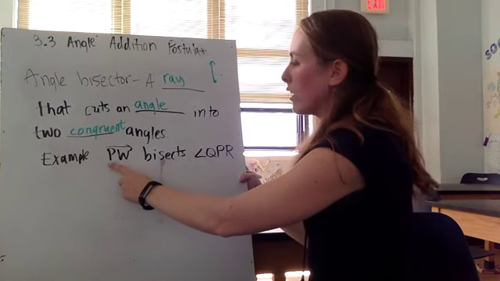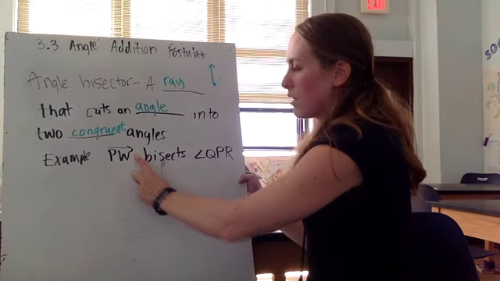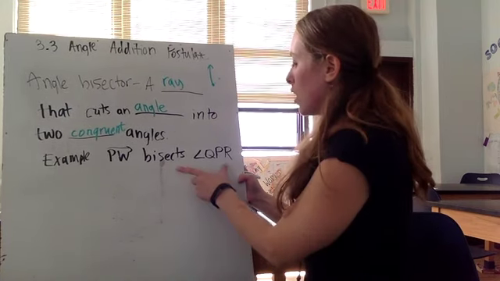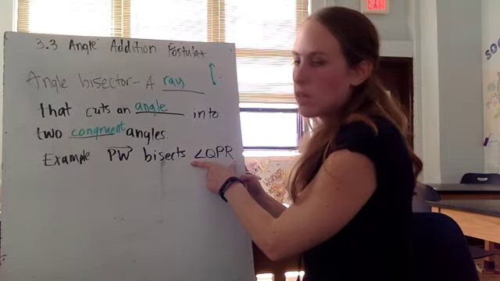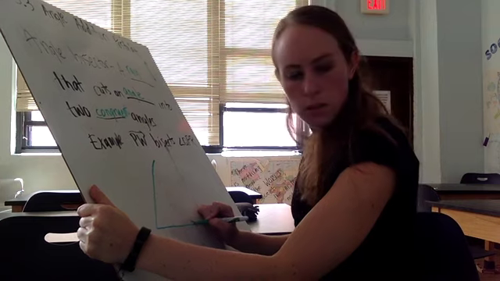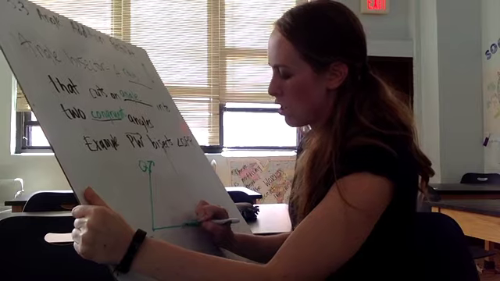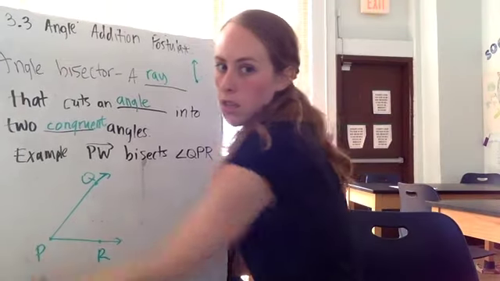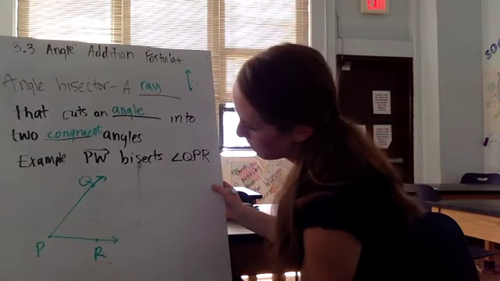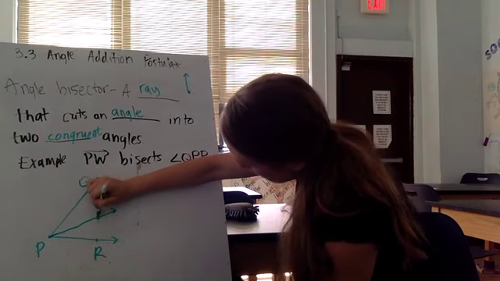So here's my example. Go ahead and write this down. Ray PW. Notice the endpoint is above the P, the arrow is above the W. Bisects angle QPR. We want to draw this angle first, angle QPR. So that's what I'm going to do. QPR. Looks like this. And now I know that PW is going to bisect it. Now here's P. So if we have PW, it's going to cut it straight down. And then I'll add W.